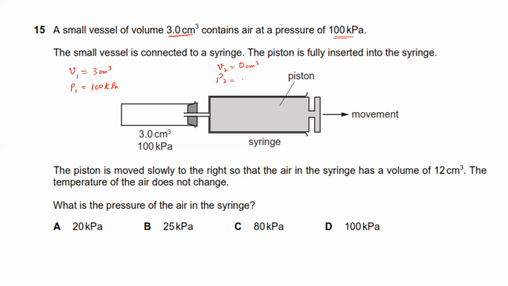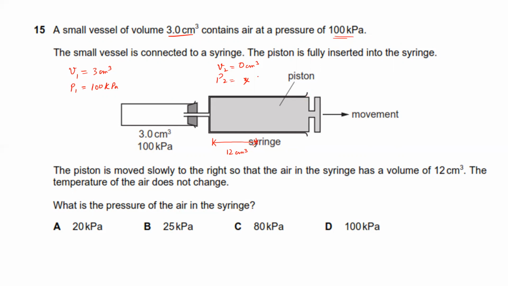The piston is moved slowly to the right. So the air in the syringe has a volume of 12 centimeter cube. So air in the syringe now is 12 centimeter cube. The temperature of the air does not change. So temperature is not changing. What is the pressure of air in the syringe?